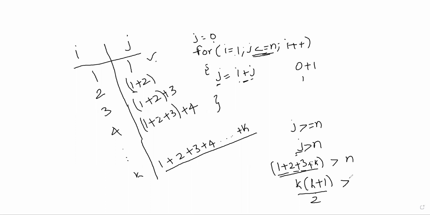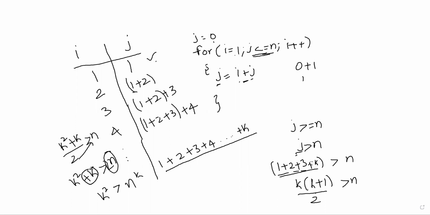Yes, okay. So that should be greater than n. If you see this, it would be like k square plus k by 2 greater than n. So k square plus k greater than 2n, right? 2n or n, what happens? It's just n, right? n multiplied by any constant, it's just n. So k square greater than 2n.